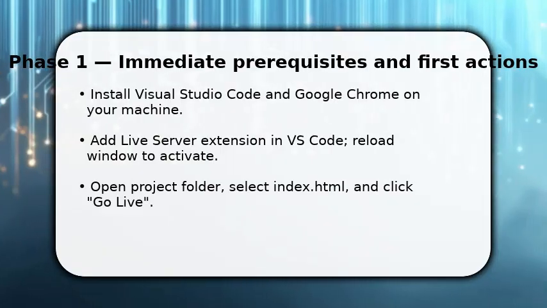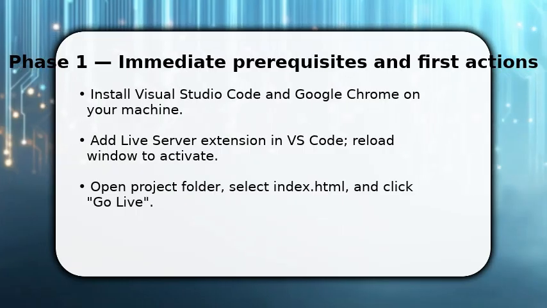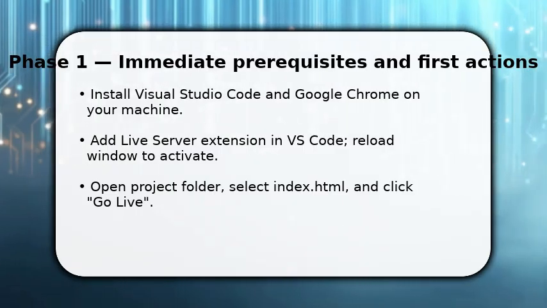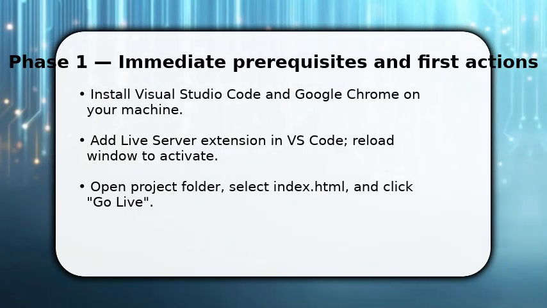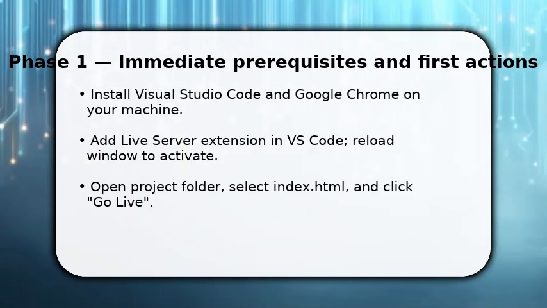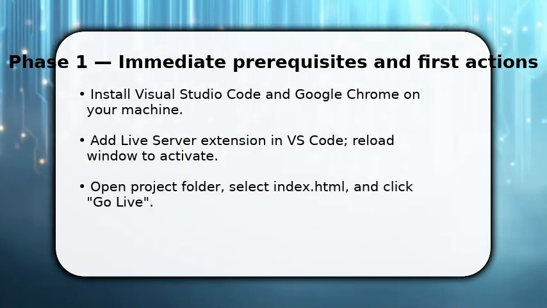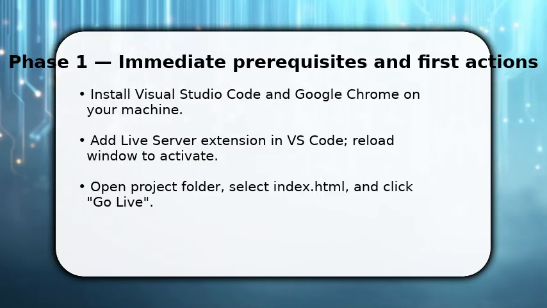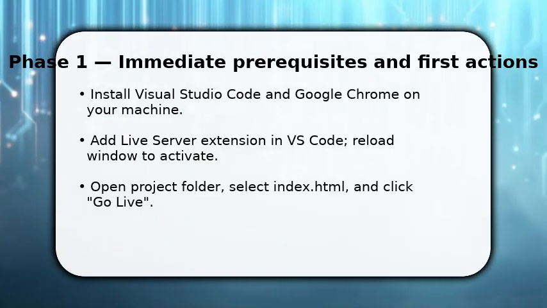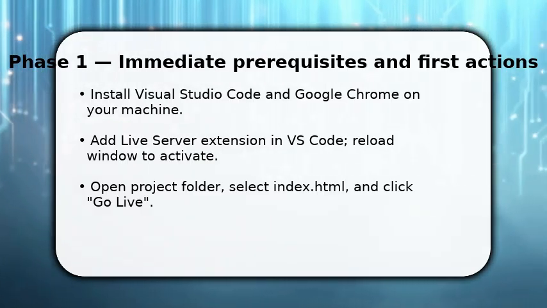You'll begin by ensuring prerequisites are present: Visual Studio Code, Chrome, and the Live Server extension. Once done, open your project folder and select the HTML file you want to preview. Now click the Live Server button in the status bar to launch a local server. This opens a Chrome tab.